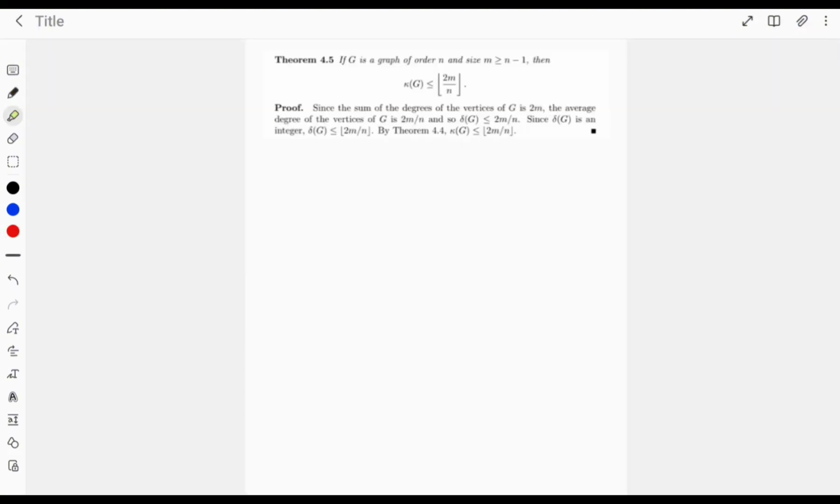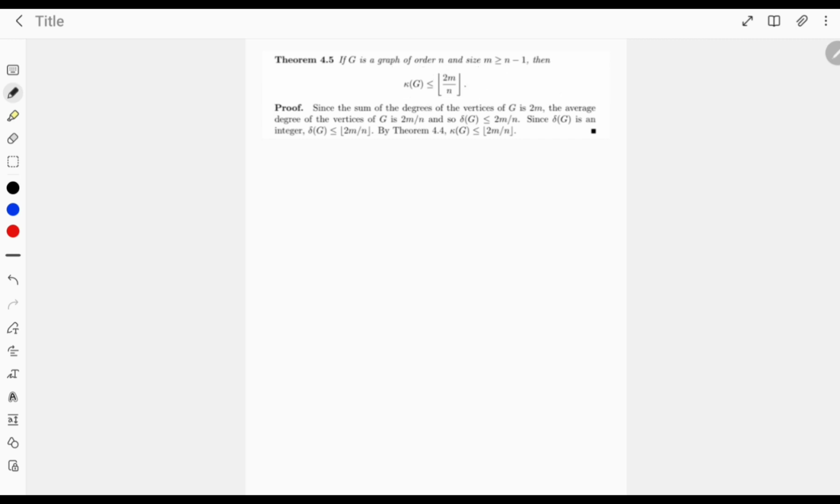Okay, theorem 4.5. If G is a graph of order n and size m greater than or equal to n minus 1, then this inequality holds. The kappa of G is less than or equal to the floor of 2m over n, and that means it gets rounded off even if we have this, so it's just equal to 2. Okay, so let's have the proof.